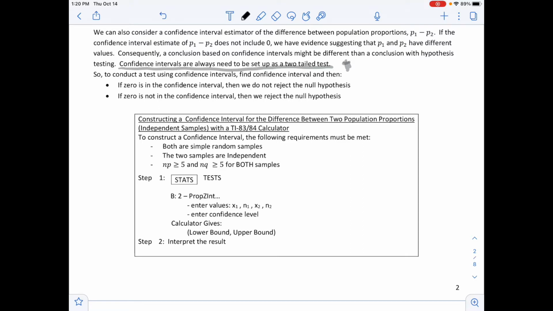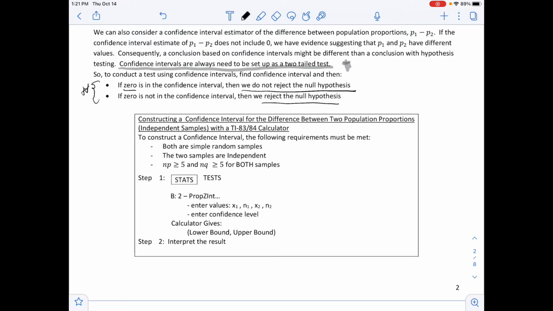So to conduct a test using a confidence interval, find the confidence interval, and then if 0 is in the confidence interval, we do not reject the null hypothesis. And if 0 is not in the confidence interval, then we reject that null hypothesis. And again, that null hypothesis was saying that the difference could be 0.